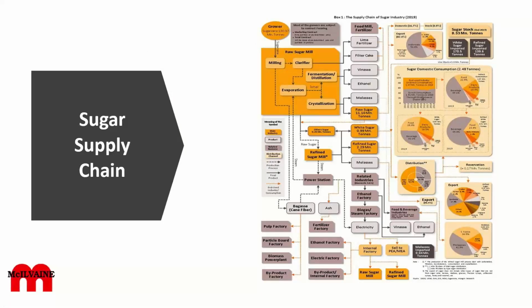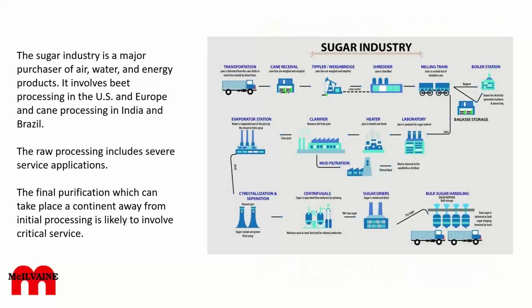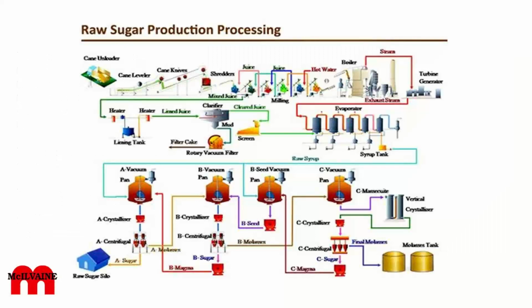The supply chain is very complex because you've got both cane and beet sugar, and you do have byproducts as well. So it's a major purchaser of air, water, and energy products involving beet processing in the U.S. and Europe, and cane processing in India and Brazil. The raw processing includes severe service applications. Final purification, which can take place a continent away from the initial processing, is likely to involve critical service. Raw sugar production processes involve lots of air, water, and energy equipment, and lots of filters and clarifiers, crystallizers, etc.